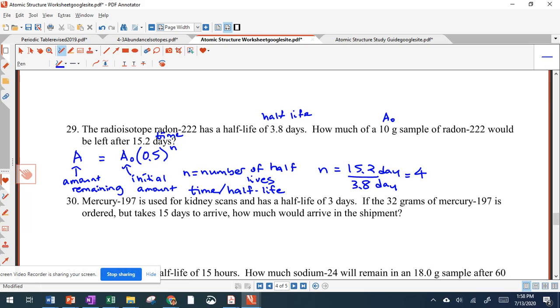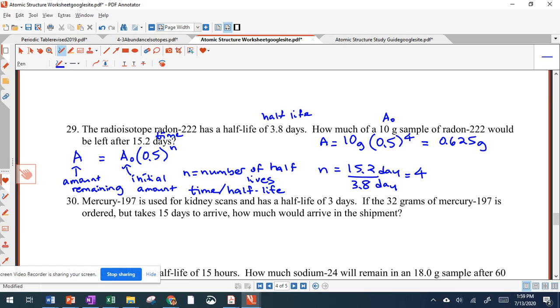So here we would do A is equal to A naught, which is 10 grams, times, and we can either write 0.5 or 1/2. I'm going to write 0.5 here, to the 4th. And this will give us 10 times 0.5 to the 4th. This gives us 0.625 grams. And with these kind of problems, you do not have to worry about significant figures because you may get to a very, very small number. And if you're rounding for significant figures, you may get something that's not really changing very much.